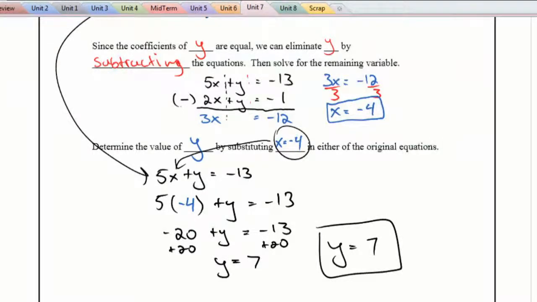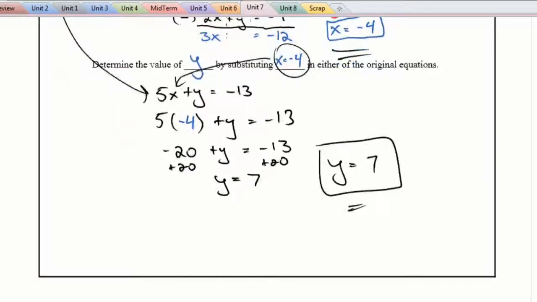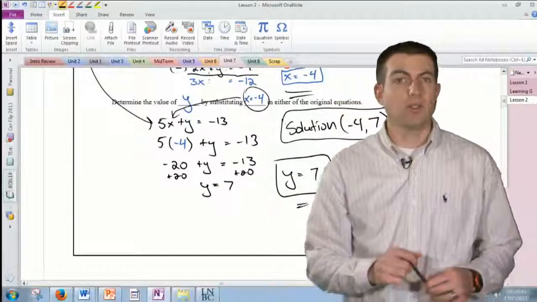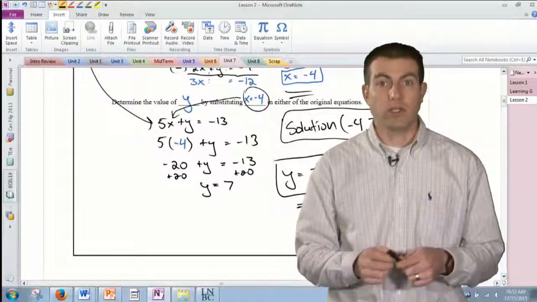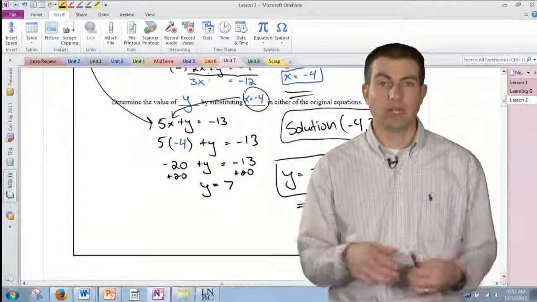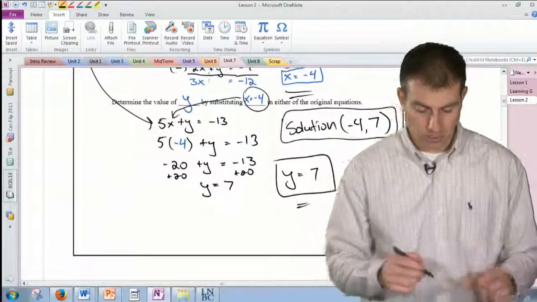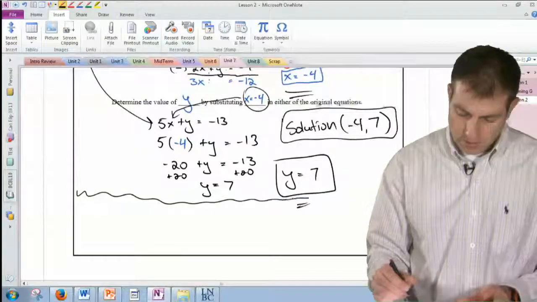All right, so what I've just done is I've discovered my x value here is negative 4, and I've discovered the y value is 7. So that means my solution is negative 4, 7. That is the point that satisfies both of these equations. Now, one good thing about this section is we can always get this point, and then we can substitute it back into each equation to see if each equation becomes true. So we can check, essentially, whether we did it right.